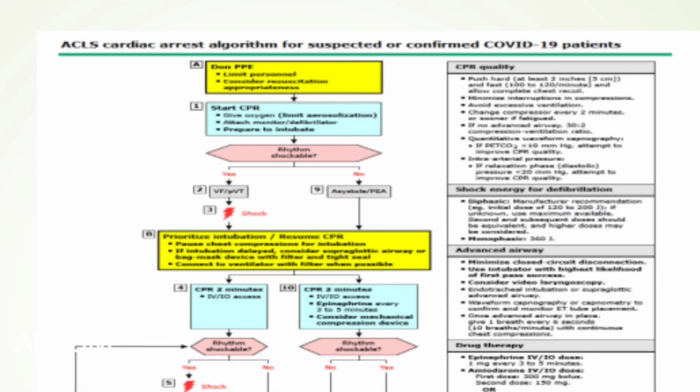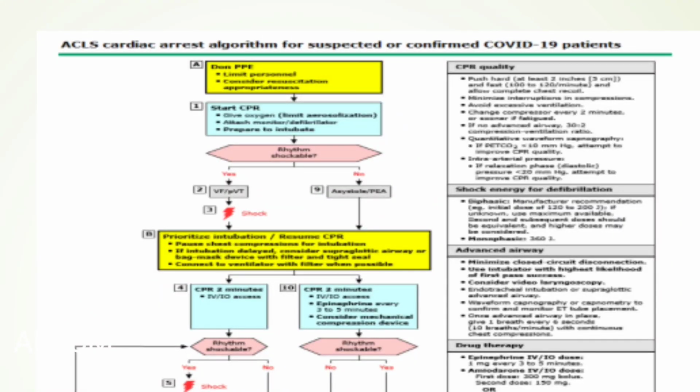The main difference between a normal cardiac arrest and the COVID-19 cardiac arrest is that you have to prioritize intubation and then resume CPR, because what we see in the normal clinical scenario is not seen in COVID-19 patients. The most common cause of cardiac arrest in COVID-19 is in fact hypoxia, so you have to secure the airway in that case. So prioritize intubation, and then you concurrently go with CPR.